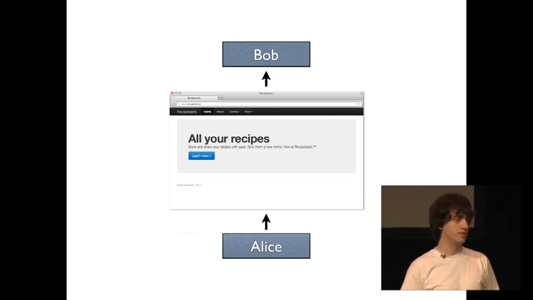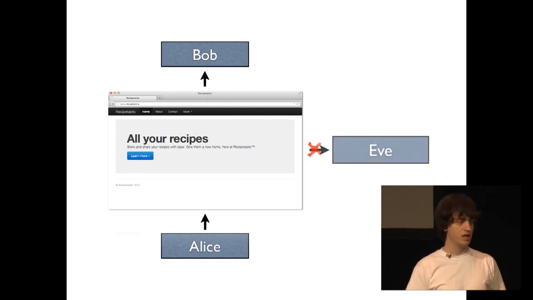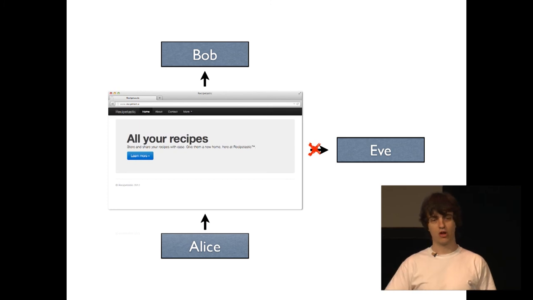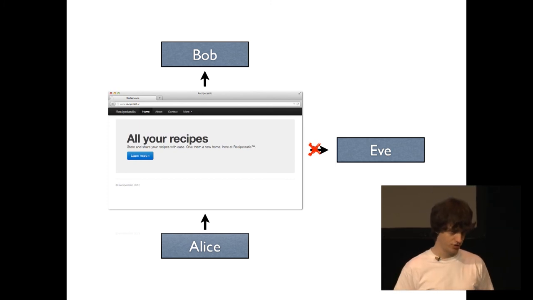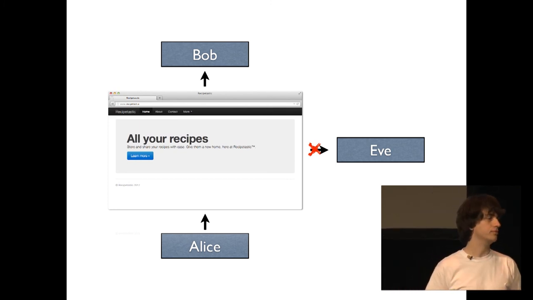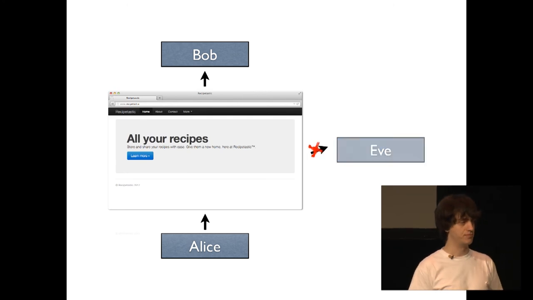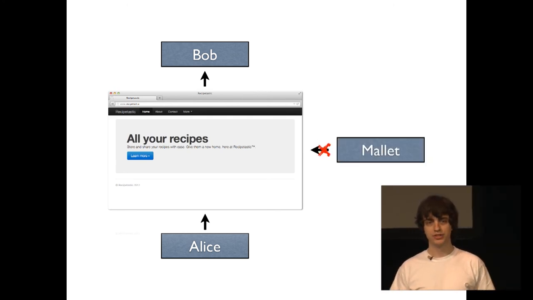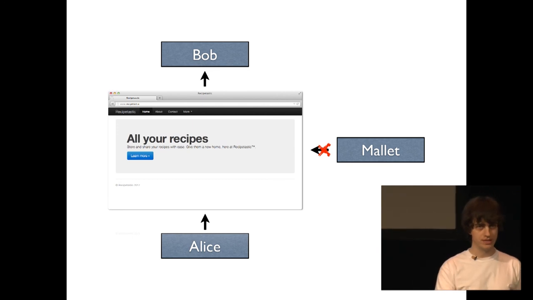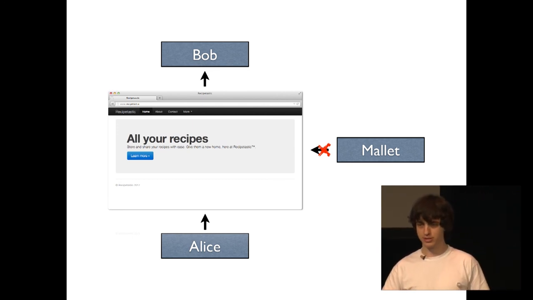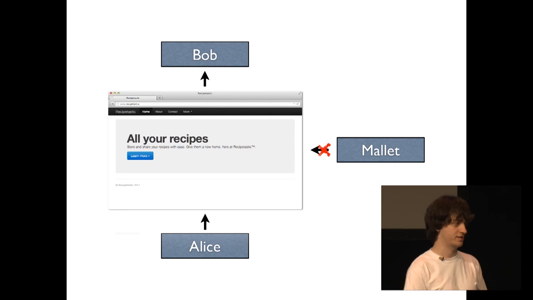The first of them is Eve. Eve wants to get her hands on the recipes and sell those delicious cookies herself. And the other one is Mallet. Mallet is even worse. Mallet tries to modify the recipes so that Bob will include poison and all of his friends and customers will die.